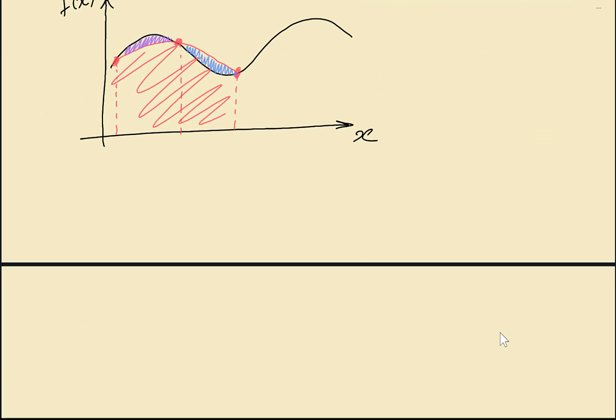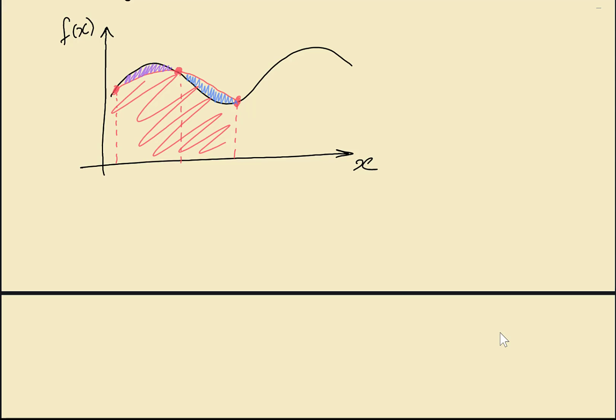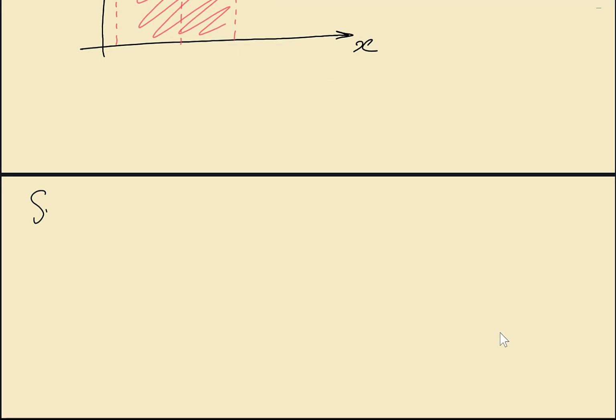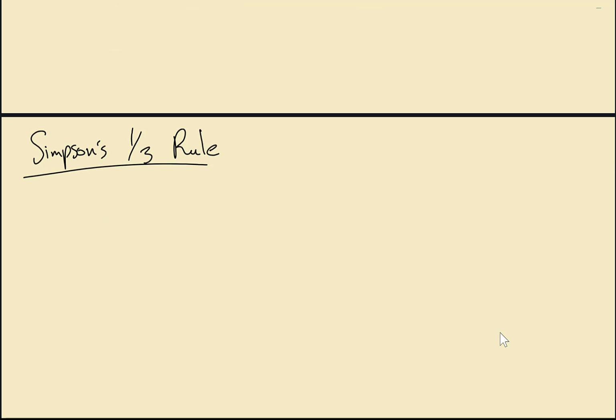So we're going to look at deriving the actual equation for the 1/3 rule. So we're going to write Simpson's 1/3 rule. And again, we're forming a second order polynomial. So I'm just going to write it down. So second order polynomial using 3 points.